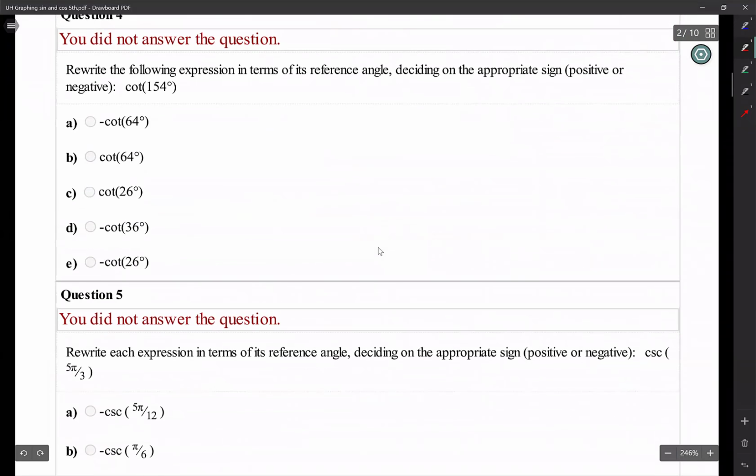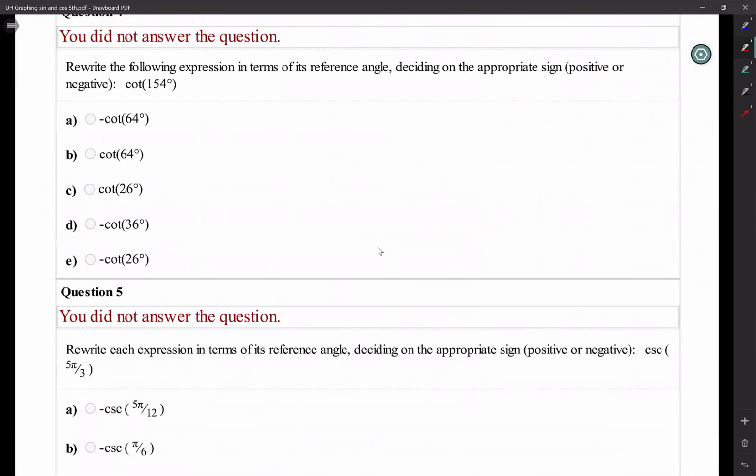All right, question 4. Rewrite the following expression in terms of its reference angle. Underline the word reference, deciding on the appropriate sign, positive or negative. All right, before I even start, guys, I'm going to go ahead and just write this. So write this for yourselves as well. Cotangent of 154. I do not know what that number is. They do not want us to use a calculator. Actually, it doesn't say anything about a calculator, but don't use a calculator.